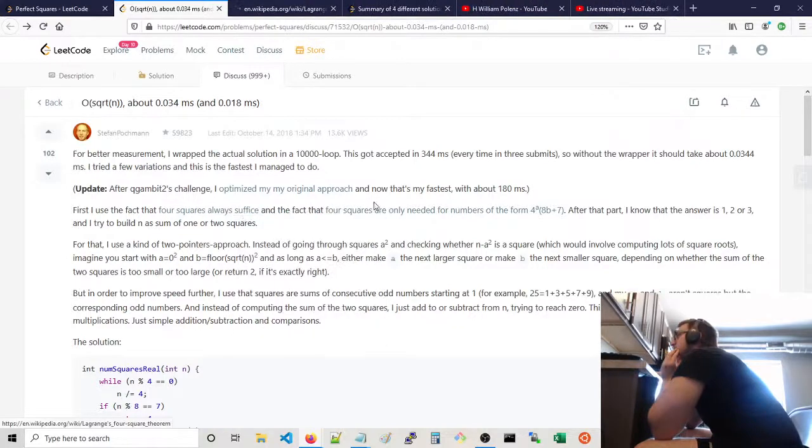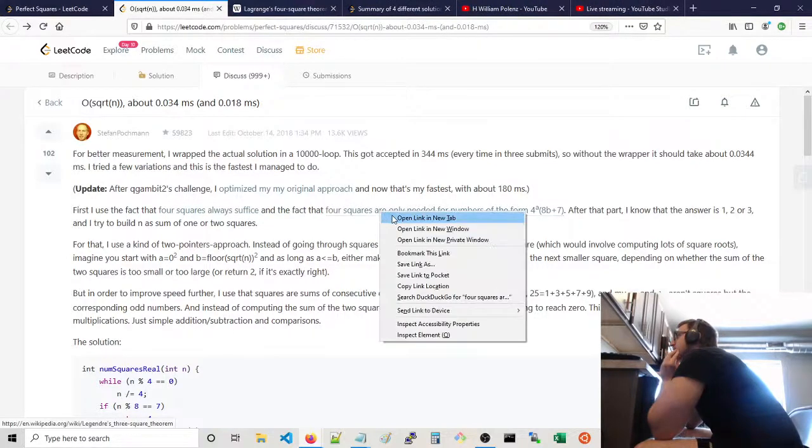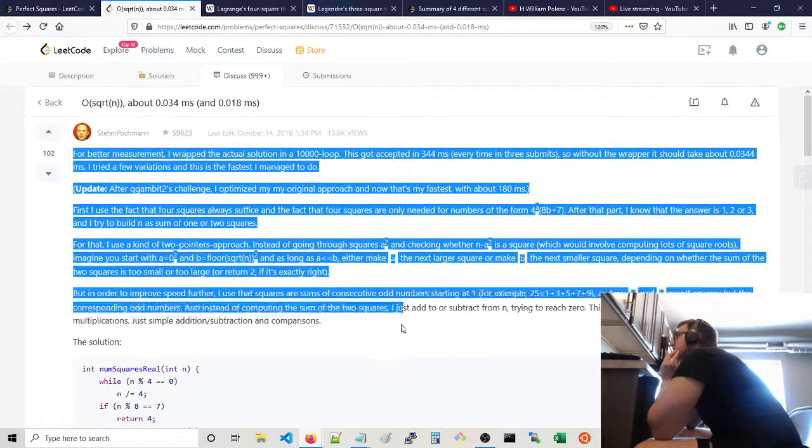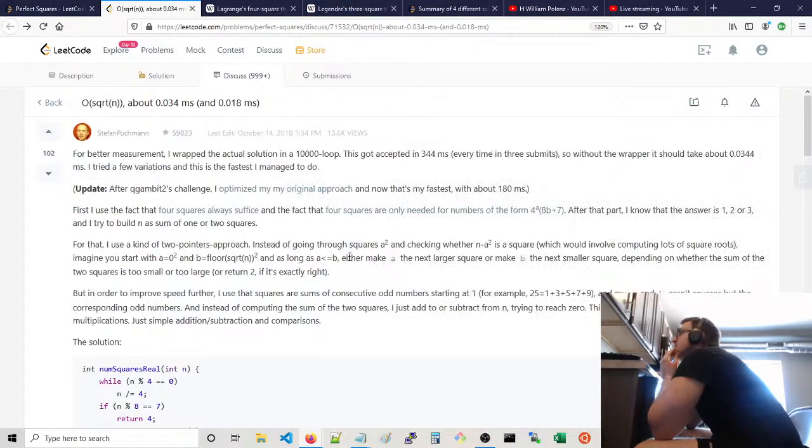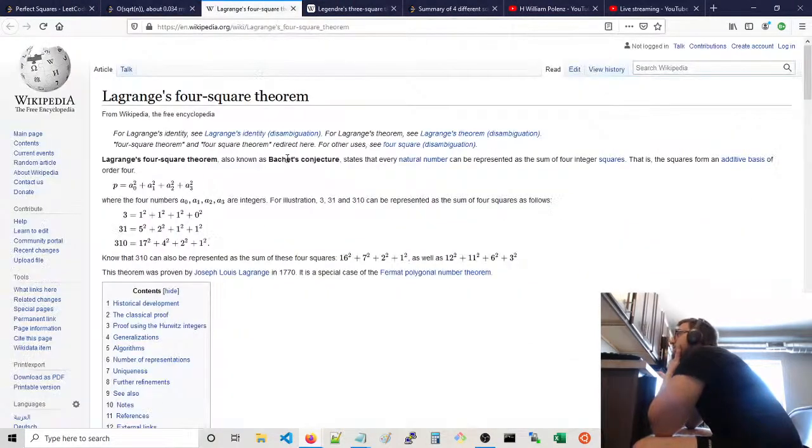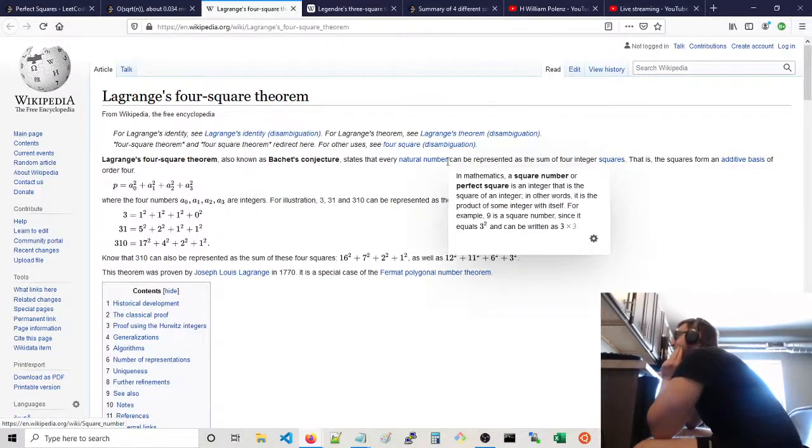4 squares always suffice. What? Lagrange's 4-square theorem. Lagrange's 4-square theorem. Now this is interesting. Also known as Bachet's conjecture. Bachet states that every natural number can be represented as the sum of 4 integer squares.